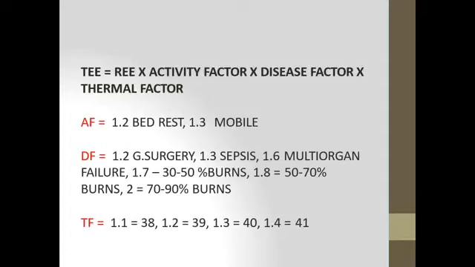If the patient is bedridden, we have to add the activity factor. For a bedridden patient it is 1.2, and if the patient is mobile, the activity factor is 1.3. For the disease factor, general surgery is 1.2, sepsis 1.3, multi-organ failure 1.6, and for a burn patient with 70 to 90% burn, we have to add 1.8.